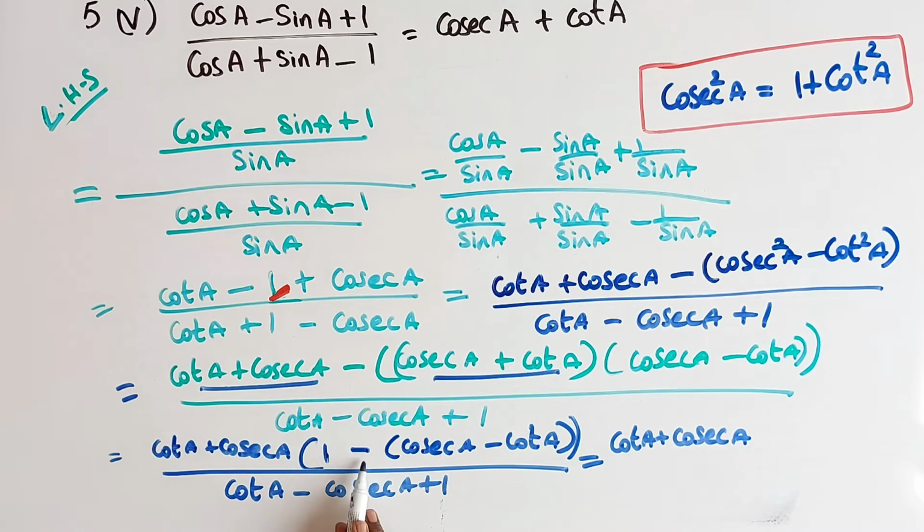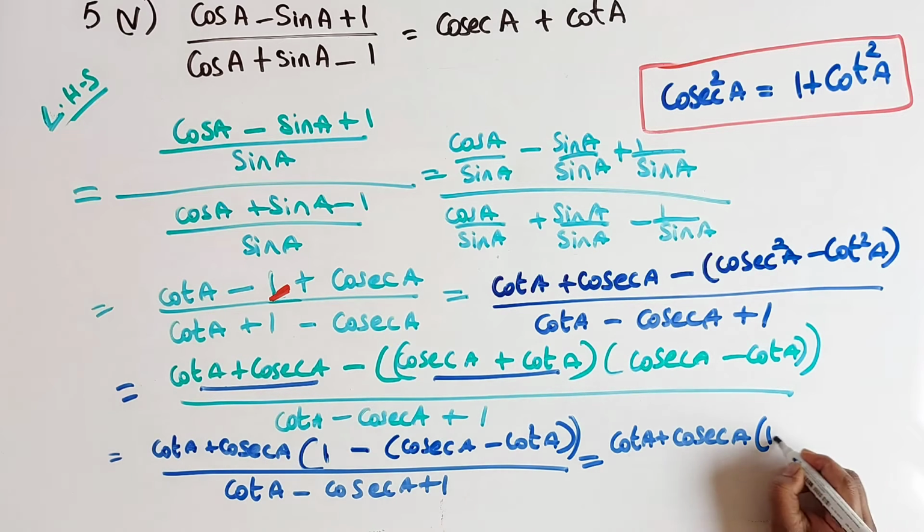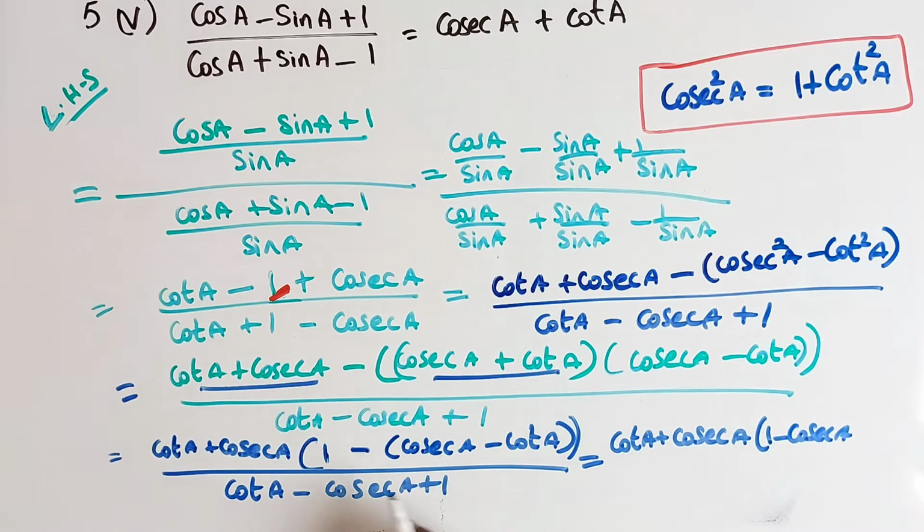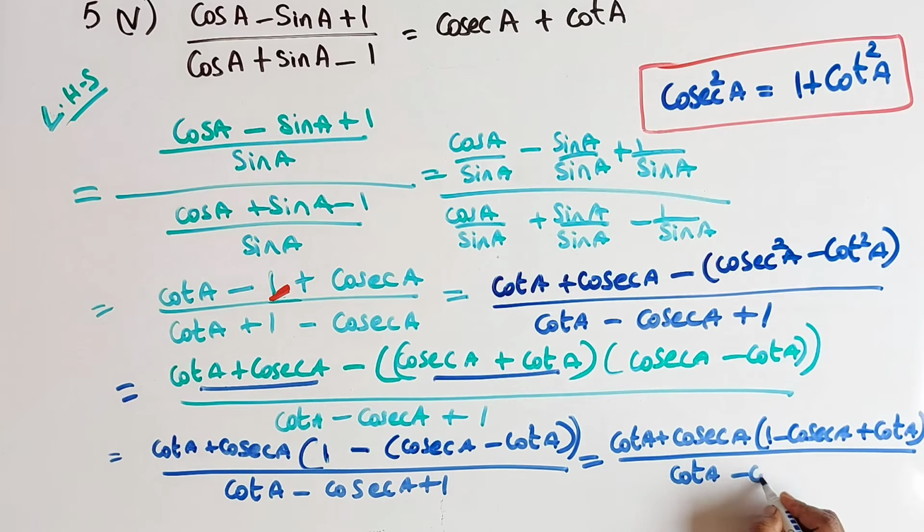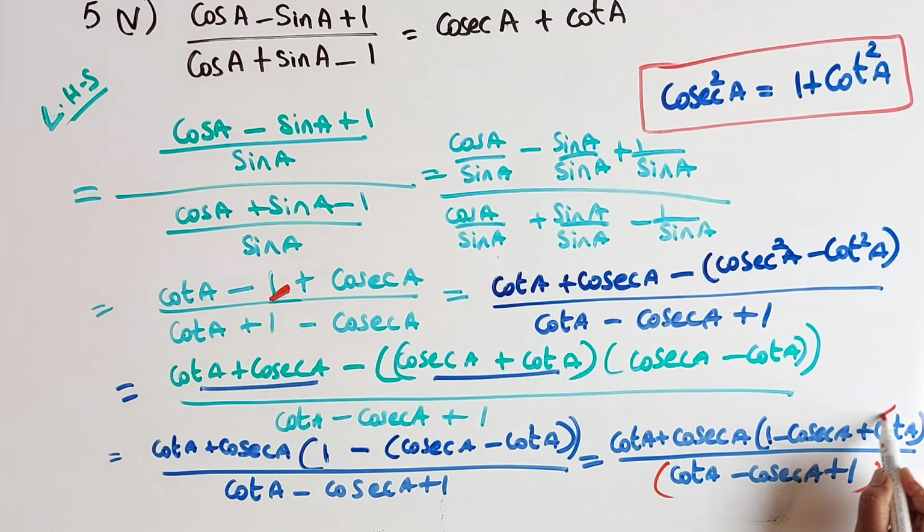Here now multiply with minus children. In brackets, 1 minus into cosecant A minus cosecant A. Minus into minus cot A, it is plus cot A. Right children? In denominator same thing. Cot A minus cosecant A plus 1. Now check here children. Denominator cot A minus cosecant A plus 1 here. Here also in numerator cot A minus cosecant A plus 1 here. So that we can cancel this both. Right? So what is the final answer? Cot A plus cosecant A is final answer.